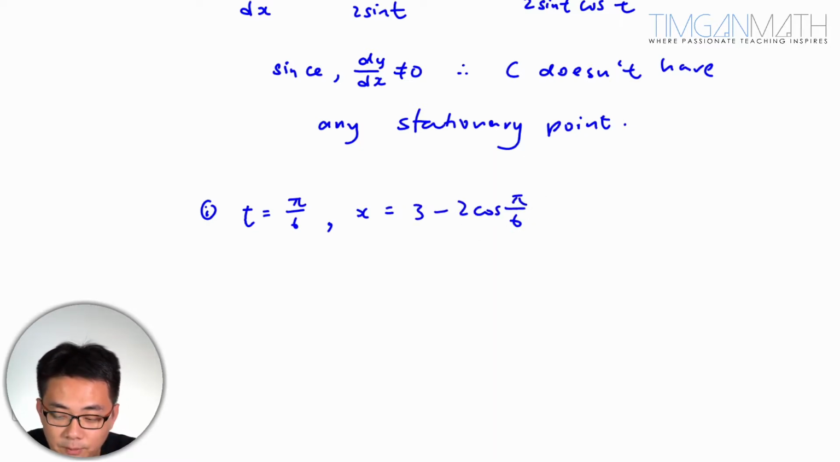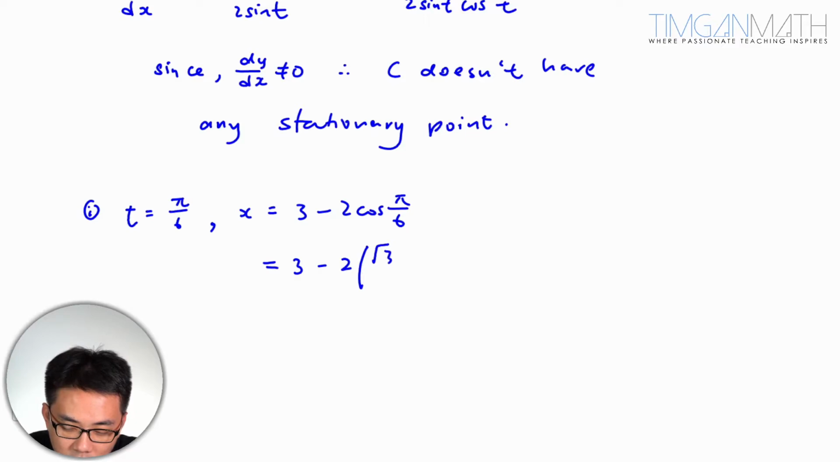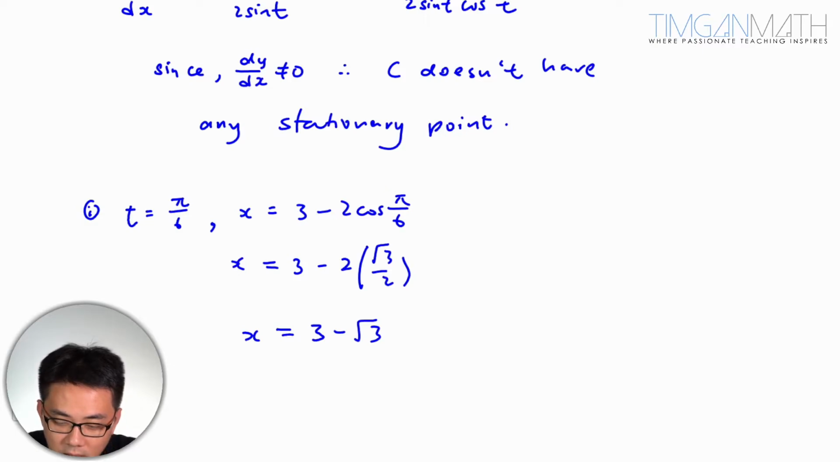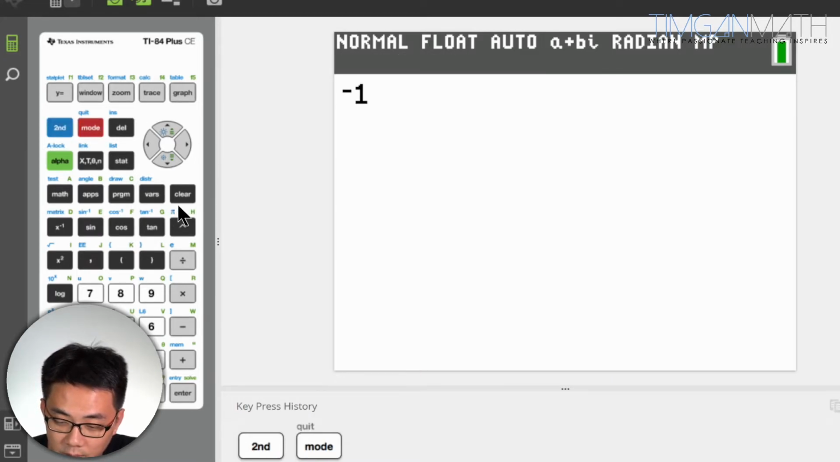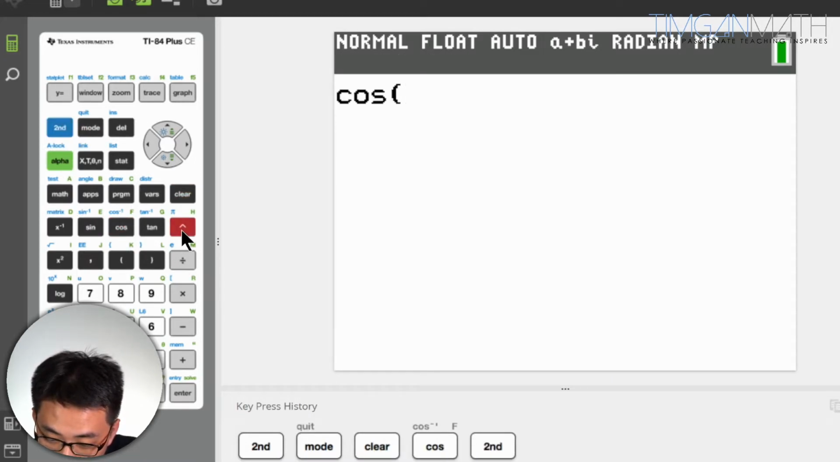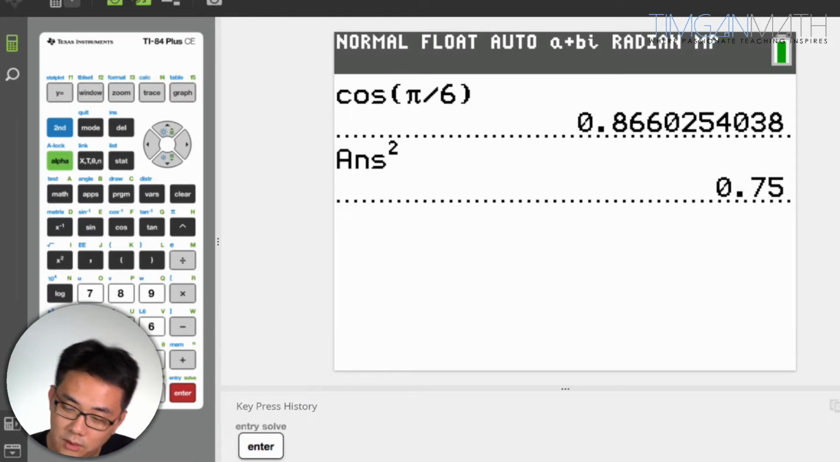This is exact form. So how do we find exact form? This is cosine 30, which is root 3 over 2, so this gives us 3 minus root 3. If you've forgotten, you can use your GC, making sure it's in radian mode, then use cosine pi over 6. You can either remember this as root 3 over 2, or square it, and you get 3 over 4, so the square root of 3 over 4 is root 3 over 2.